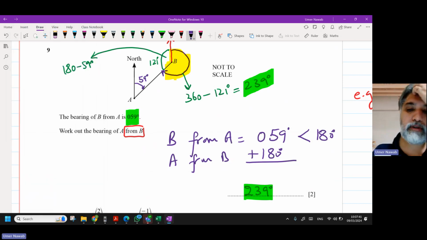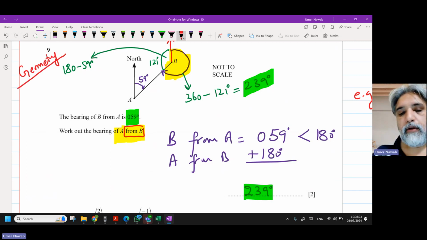So either you use the direct rule, or you can use the parallel lines properties and angle at a point to get the back bearing. So this question is basically related to geometry or trigonometry. I'll call it geometry. So the concept of bearing can be seen in geometry and also in trigonometry.